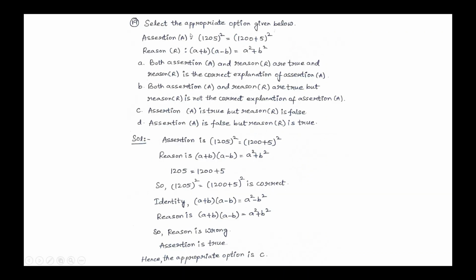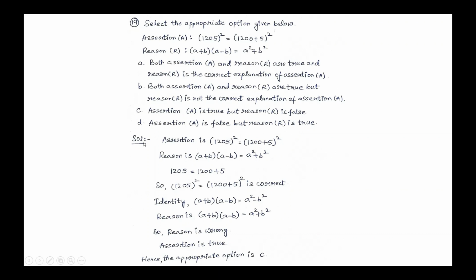Question 19 is select the appropriate option given below. The given assertion A is 1205² is equal to (1200 + 5)². The given reason R is (a + b)(a − b) is equal to a² + b². The given options are: A, both assertion A and reason R are true, and reason R is the correct explanation of assertion A. Option B is both assertion A and reason R are true, but reason R is not the correct explanation of assertion A. Option C is assertion A is true but reason R is false. Option D is assertion A is false but reason R is true.